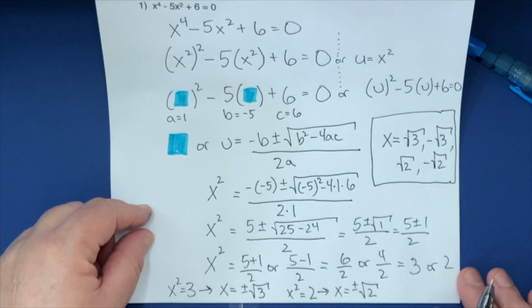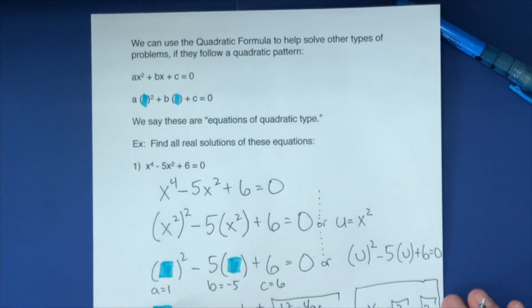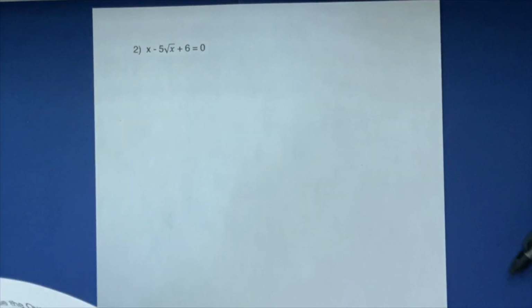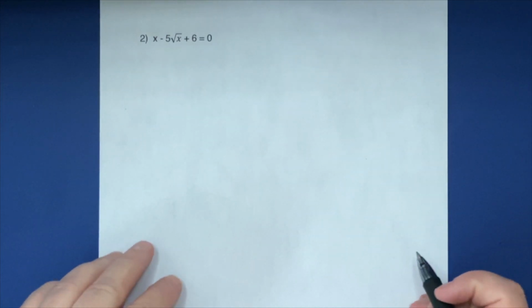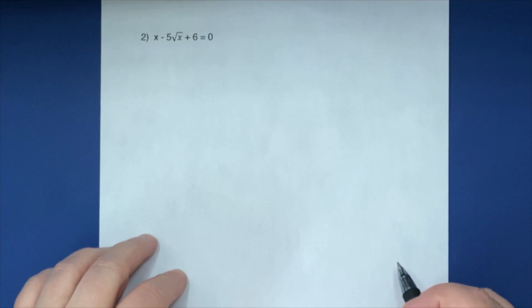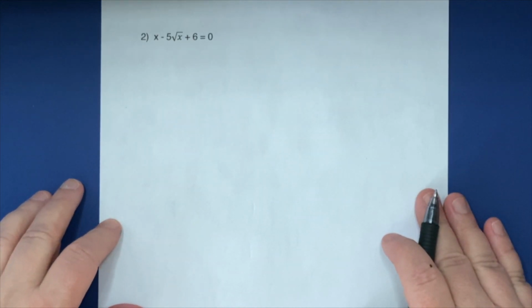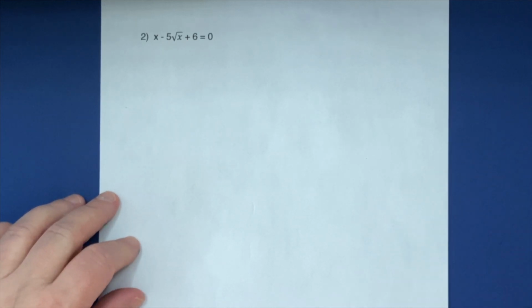Woohoo, yay. Okay, next up. You guys ready? Dun dun dun! Okay, why did I dun dun dun? Well, I dun dun dun because this has a radical in it. So even though, yes, this is going to be quadratic type, whenever we're dealing with radicals, we're probably going to be squaring something.